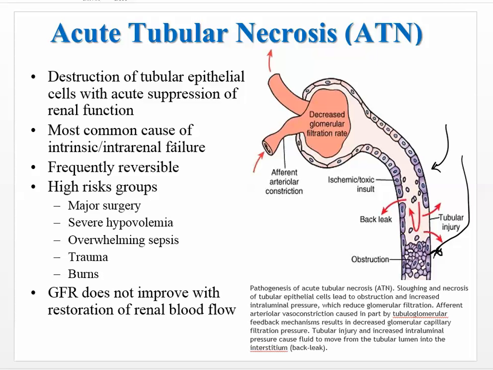It's the most common cause of intrinsic or intrarenal failure, and that is the tubules dying. That makes perfect sense because that's the functional unit of the kidney. High risk groups: major surgery, we mentioned that; severe hypovolemia, so that's a backup into the kidney; overwhelming sepsis, so that's a systemic infection; trauma, burns, so those kinds of things can add to it too.